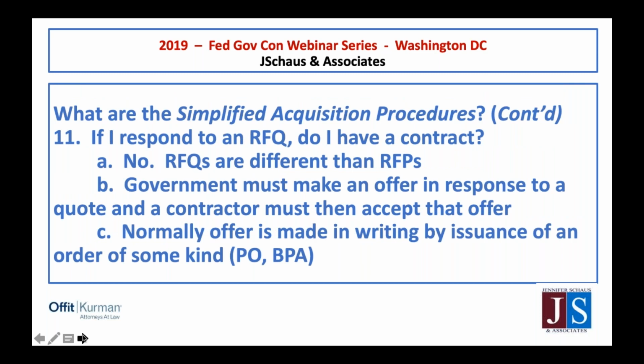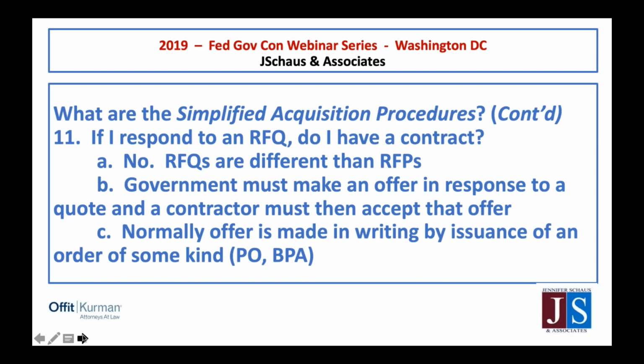Okay, so I get this a lot. If the government issues an RFQ as part of a SAP process, do I have a contract? The short answer to that is no, you don't. RFQs are different than RFPs, and you need to understand that. If the government asks for a quotation and you provide a price, then that's something for the government to consider, but that doesn't mean that you have a contract with the government.